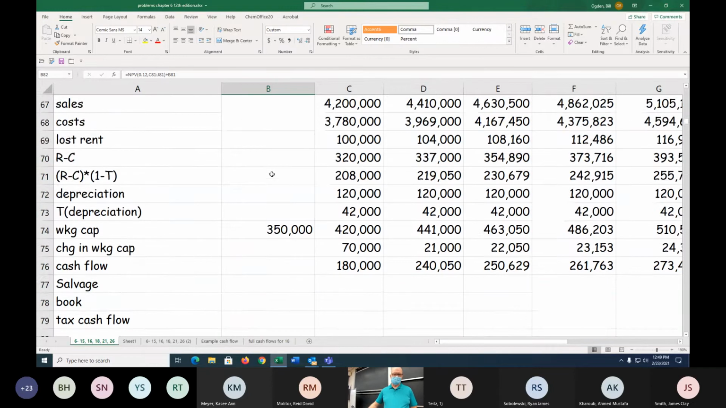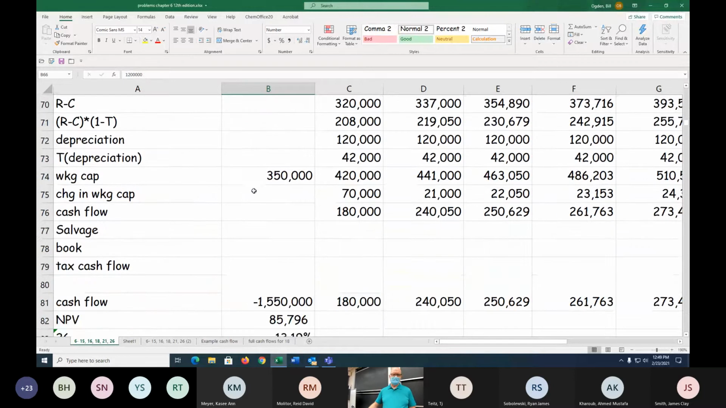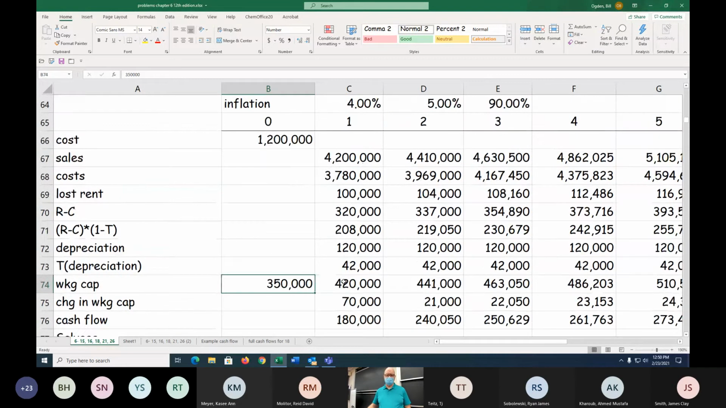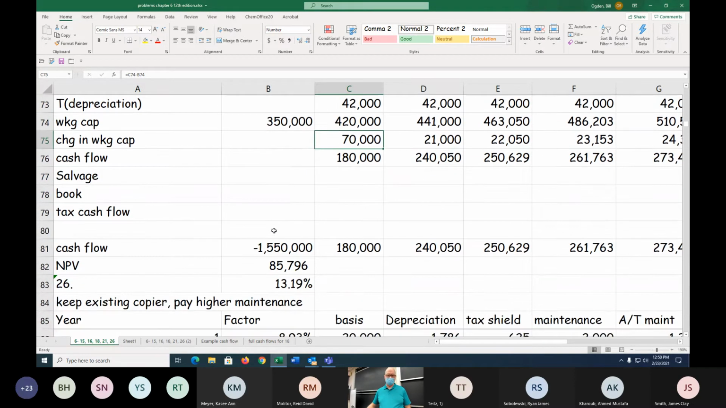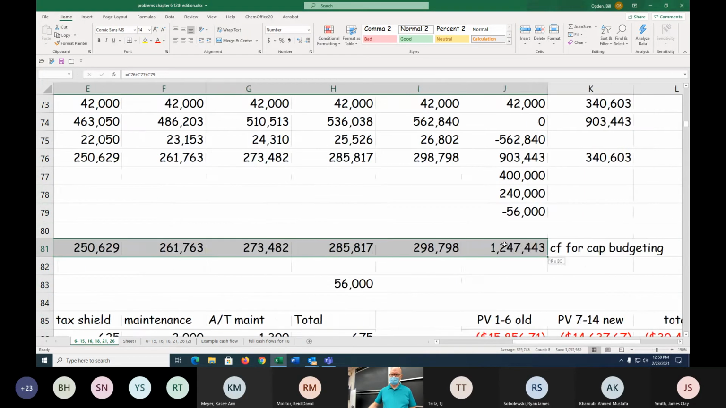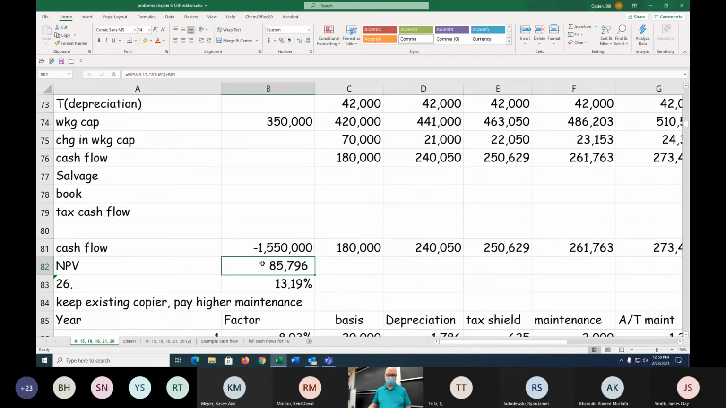The story says that the cost of equipment will be 1.2 million with an initial working capital of 350,000, which will increase every year thereafter to be 10% of the current year's sales. So that's the 70 here. Anyway, so initially it's minus 1.55 million. And then I take the present value of cash flows 1 through 8, subtract 1.55 million, and that's what I get.